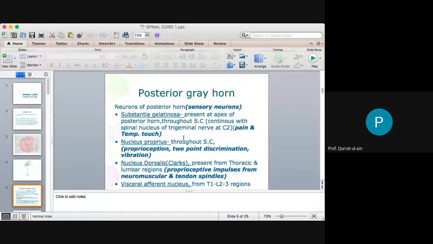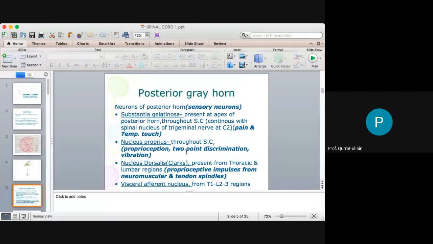Now, I will be asking you which type of neurons will be stimulated when the pain and temperature is being carried out. When the touch or 2-point discrimination is being carried out, then what is the type of the neuron which is receiving this information, right? So pain and temperature and touch by substantia gelatinosa.